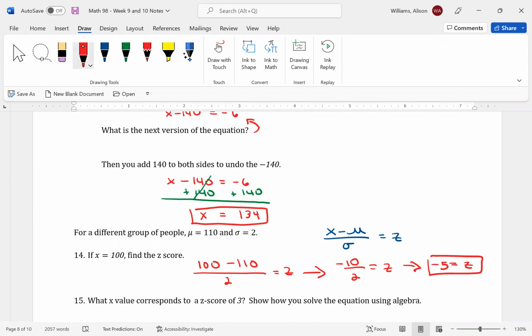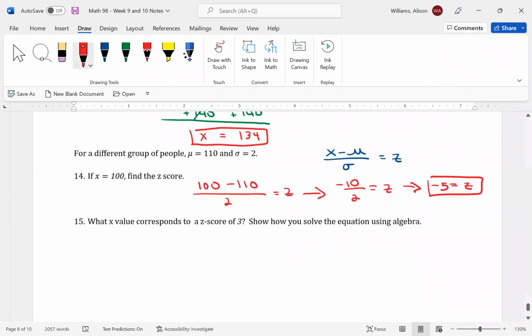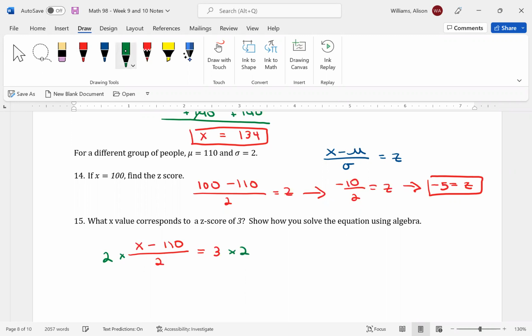What X corresponds to a Z-score of 3? Okay, so this is like the one we did above. So they're going to have us solve for X using the same mu, which is 110, and sigma of 2, and they want Z to be 3. So to solve this, I need to get rid of the divided by 2. So to get rid of this divided by 2, I multiply both sides by 2.